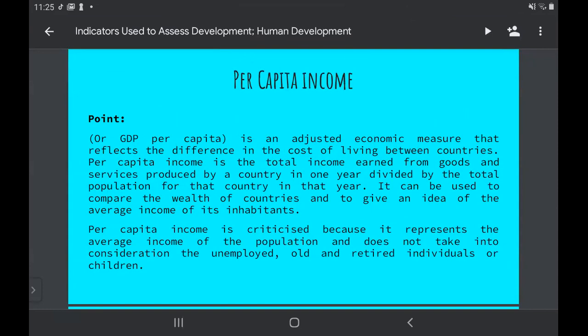It can be used to compare the wealth of countries and to give an idea of the average income of its inhabitants. Per capita income is criticized because it represents the average income of the population and does not take into consideration the unemployed, old and retired individuals, or children.